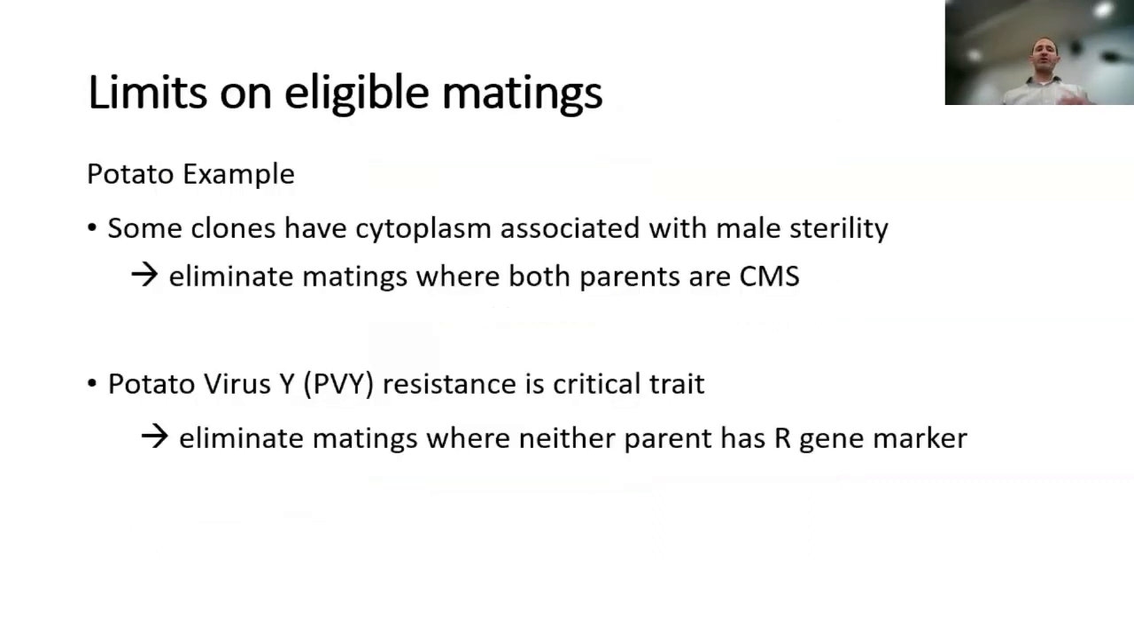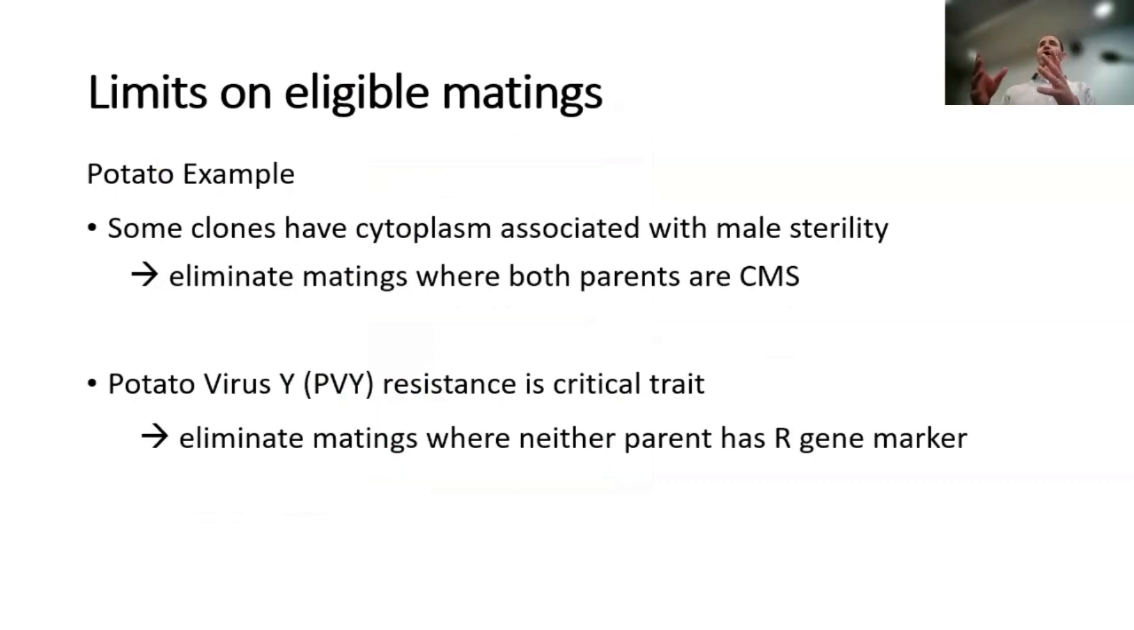Okay, so now let's look at some additional constraints that you might want to add. In this potato example, there are two additional constraints that I've had to consider in the real world. One is that we have male sterility rampant in our potato germplasm because it has been associated with certain resistance traits that we've introduced from wild species, one of which is the one I'm showing you right here, this potato virus Y resistance. So for years, we've been selecting for potato virus Y resistance, and we're bringing in a cytoplasm that's actually causing a lot of male sterility.